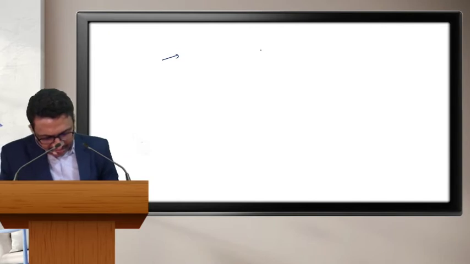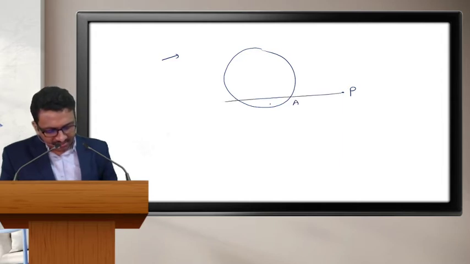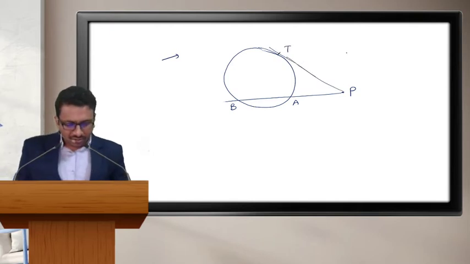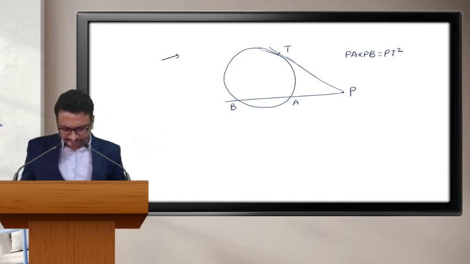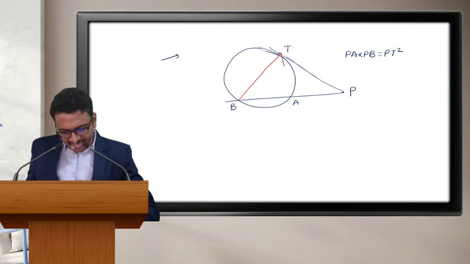So you have a circle, you have a point P outside, you have a secant PAB, and you have a tangent, okay? Let this be PT. So to be shown is PA into PB is equal to PT square. It's also very easy to show. Construction: join TB and TA. Can you do this?